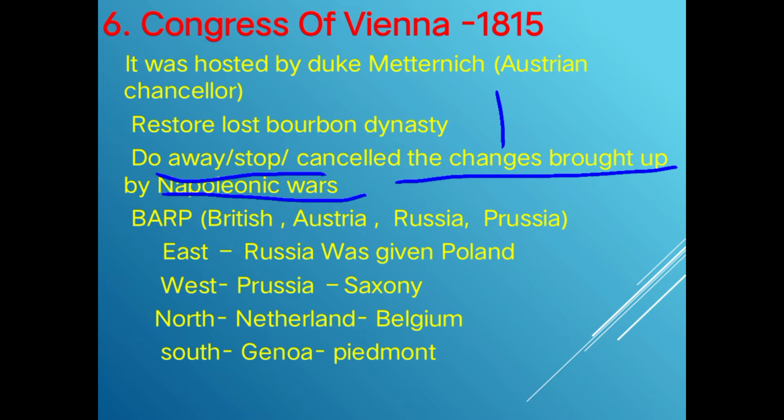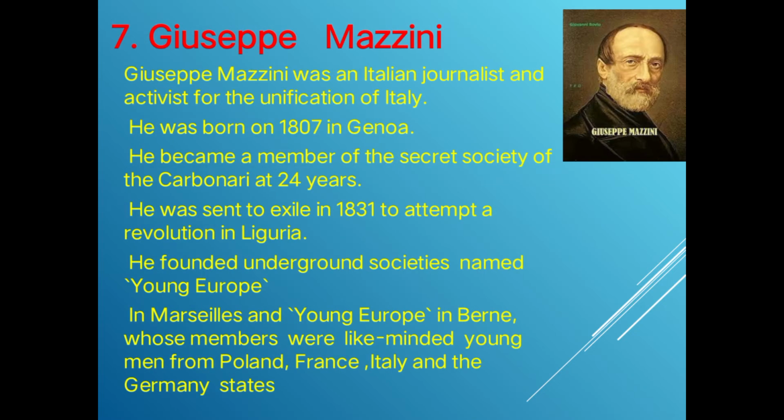In the east, Russia was given additional responsibility of Poland. In the west, Prussia was given important territory. Saxony was given to Prussia. In the north, the Netherlands was given additional responsibility of Belgium. In the south, Genoa was added to Piedmont. These changes were brought about, but the 39 states of the German Confederacy were left untouched.